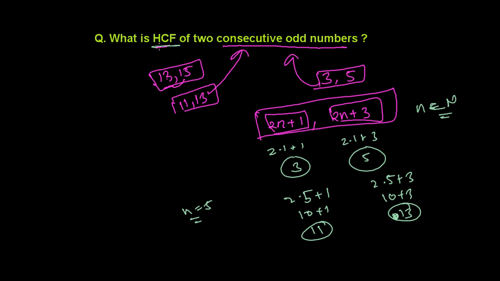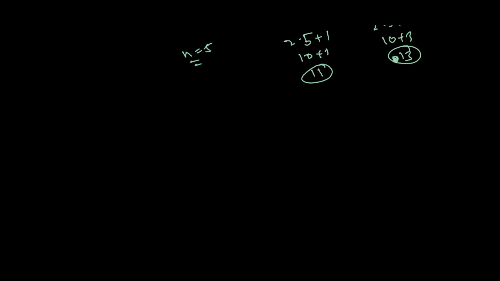So what is the highest common factor of any two consecutive odd numbers? Let me take an example: 21 and 23. What is the prime factorization of 21? It's 3 times 7.